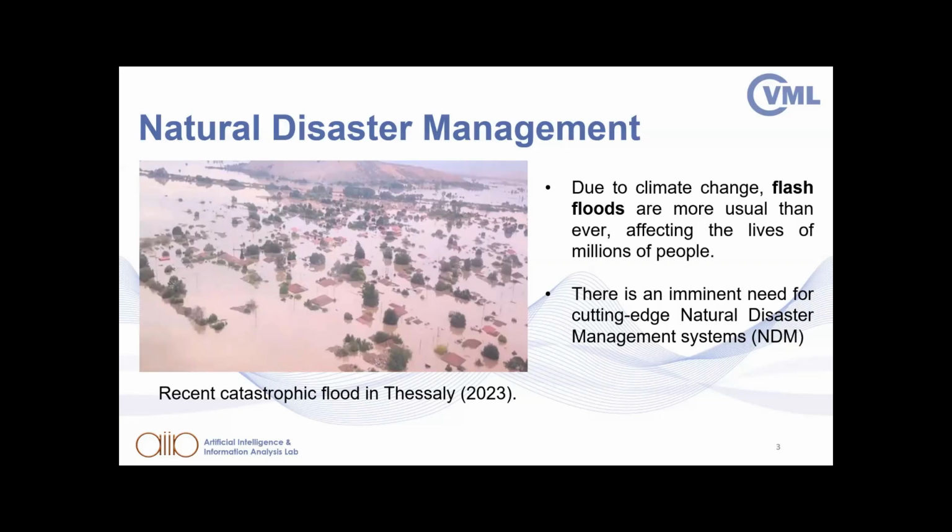Contemporary natural disaster management systems can use technology, including artificial intelligence, satellite images and data analytics, to provide early warnings and rapid response strategies. For example, AI can analyze vast data sets in real time to predict areas at risk, which allows authorities to implement evacuation plans and allocate resources efficiently.